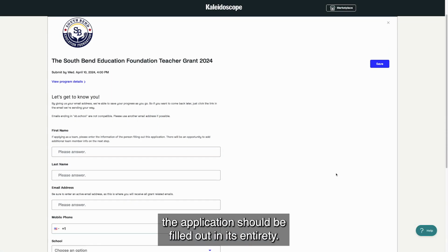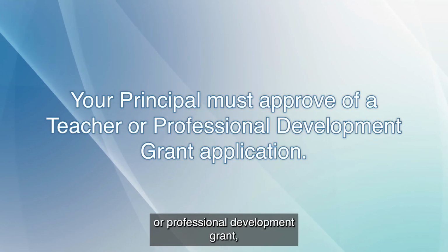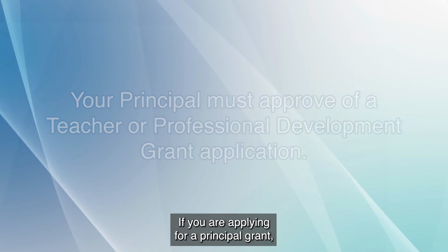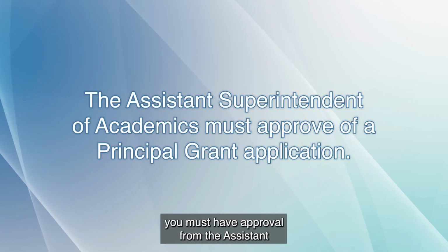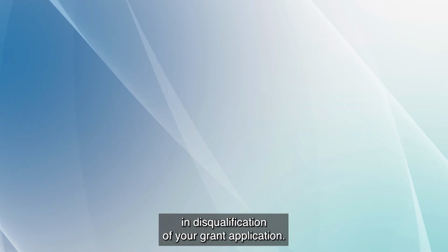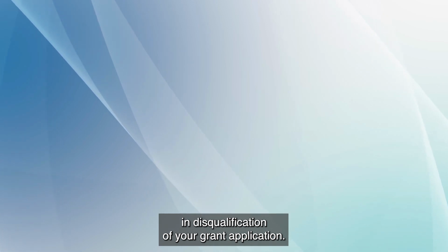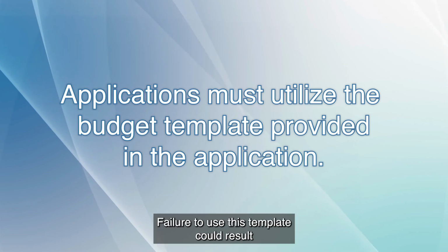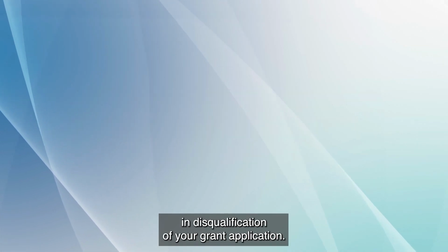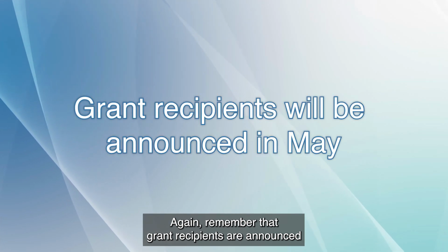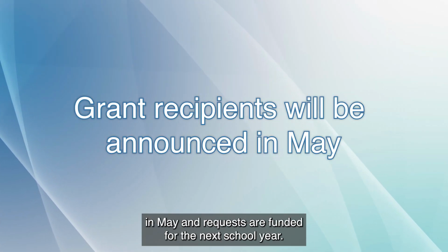From here, the application should be filled out in its entirety. Please note that if you are applying for a teacher or professional development grant, you must have the approval of your principal. If you are applying for a principal grant, you must have approval from the Assistant Superintendent of Academics. Failure to secure approval could result in disqualification of your grant application. As mentioned, you must use the budget template provided within the application. Failure to use this template could result in disqualification of your grant application. Again, remember that grant recipients are announced in May, and requests are funded for the next school year.